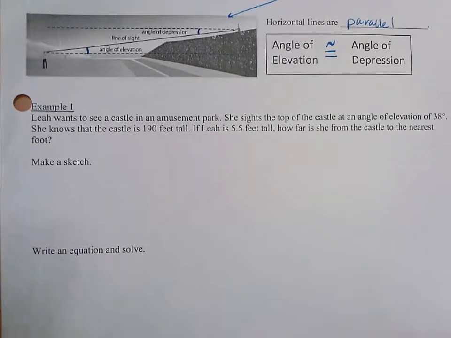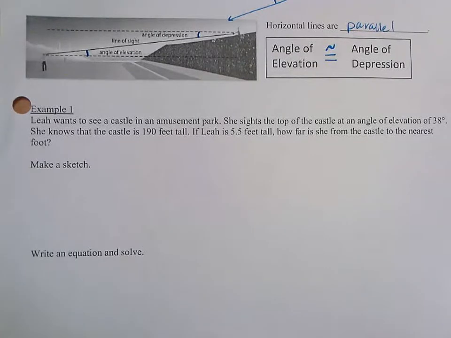Now let's actually see an example of this. So in example one, like I said, we're not only working on solving the problems, but some of these involve making a sketch. If there isn't a sketch already drawn for you, draw it out. What does this look like? So it says, Leah wants to see a castle in an amusement park. She sights the top of the castle at an angle of elevation of 38 degrees. She knows that the castle is 190 feet tall. If Leah is 5.5 feet tall, how far is she from the castle to the nearest foot?